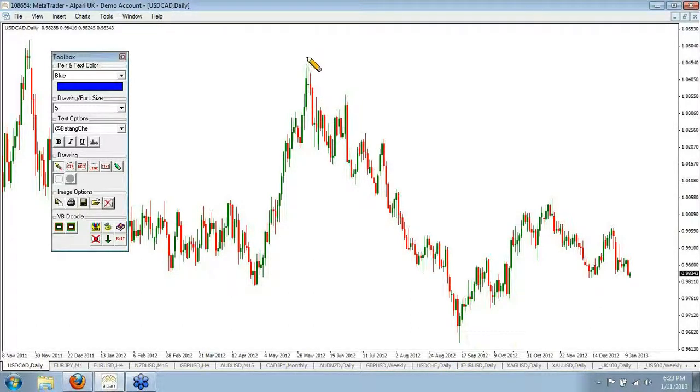Similarly, a bearish fractal bar would be a group of 3 bars where the central bar has a high which is higher than the previous bar and higher than the next bar. So this is known as a bearish fractal bar.